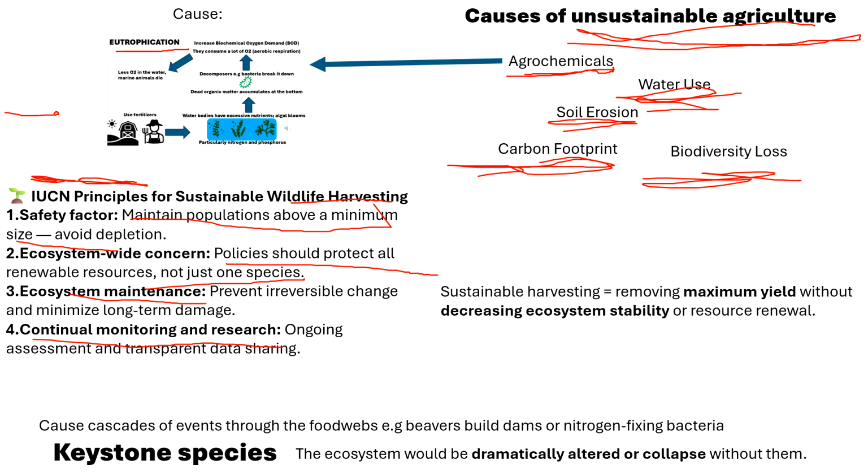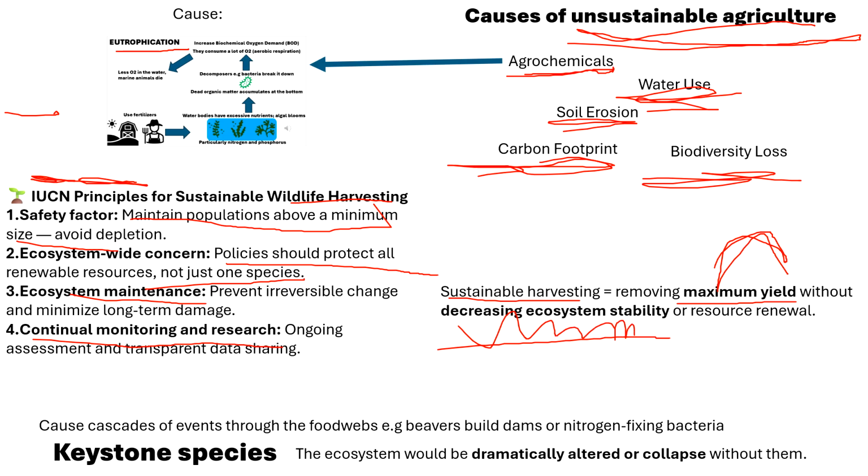Pretty basic. I don't even think you would get a long answer question on this. It would just be multiple choice. Sustainable harvesting would be when you remove the maximum yield without decreasing the ecosystem stability. Of course, we want maximum yield. We want as many crops as possible, but at the same time, we don't want to affect ecosystem stability negatively.